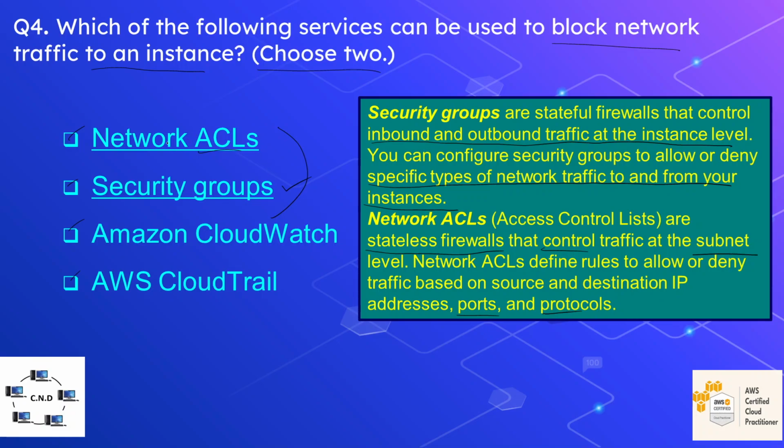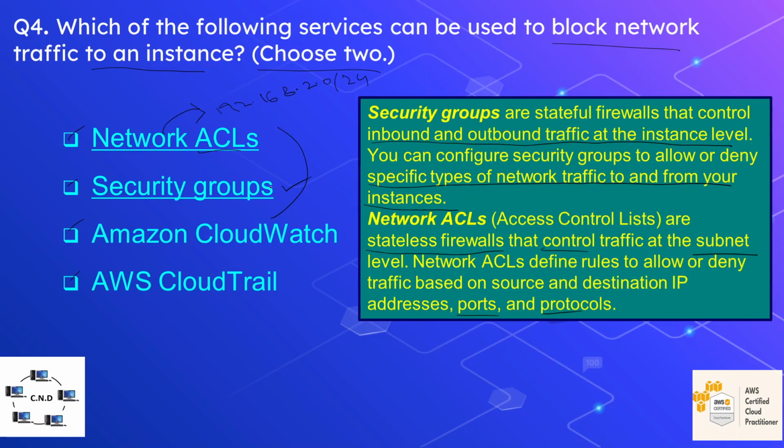They both do the same job. Network ACLs use subnets such as, let's suppose, 192.168.2.0/24. This is a subnet. If you want to block traffic from this specific subnet, then you can use a network ACL and block traffic from this specific subnet to your instances.